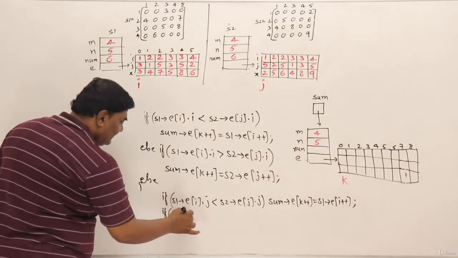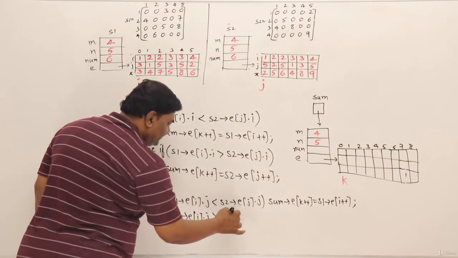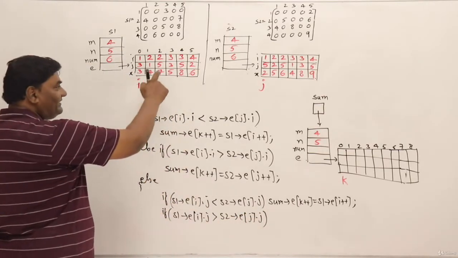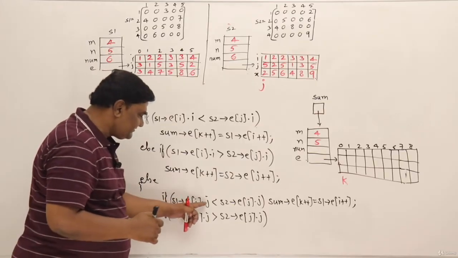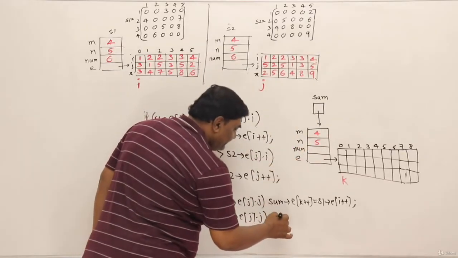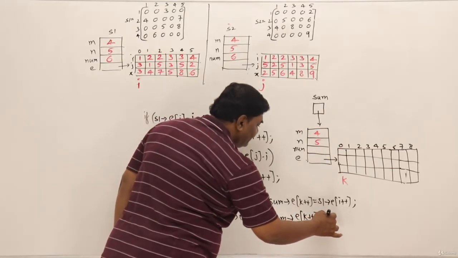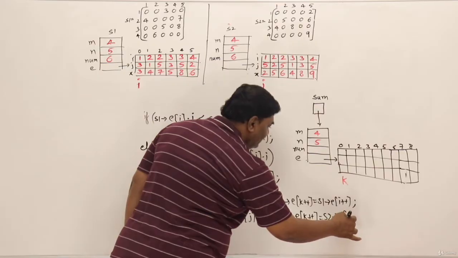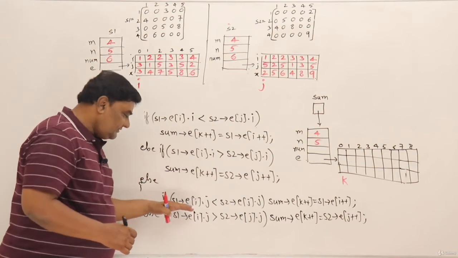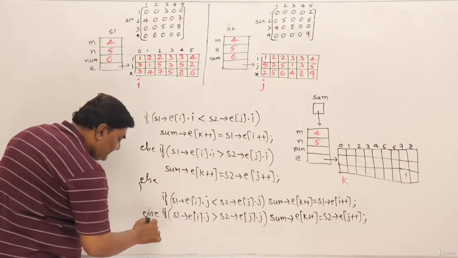Otherwise, if S1's E of I dot j is greater than S2's E of j dot j, means this is greater than that one. Columns we are checking. See, these are columns. J are columns. Then copy this element there. So sum of E of k plus plus is assigned with S2's E of j plus plus. So we have finished with the row is small or row is greater, column is small, else column is greater, otherwise both are equal. So this is in the final else.